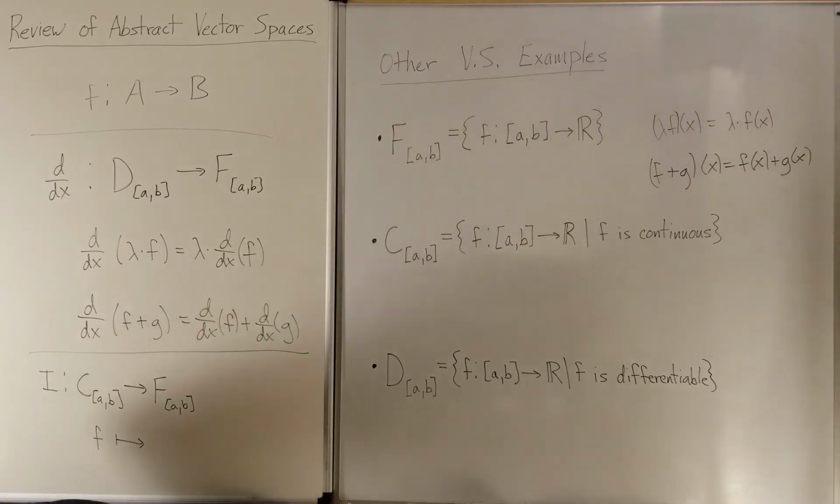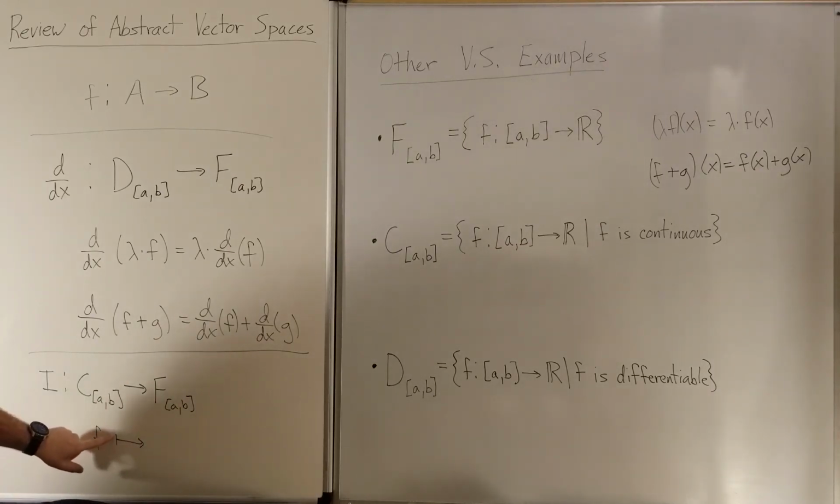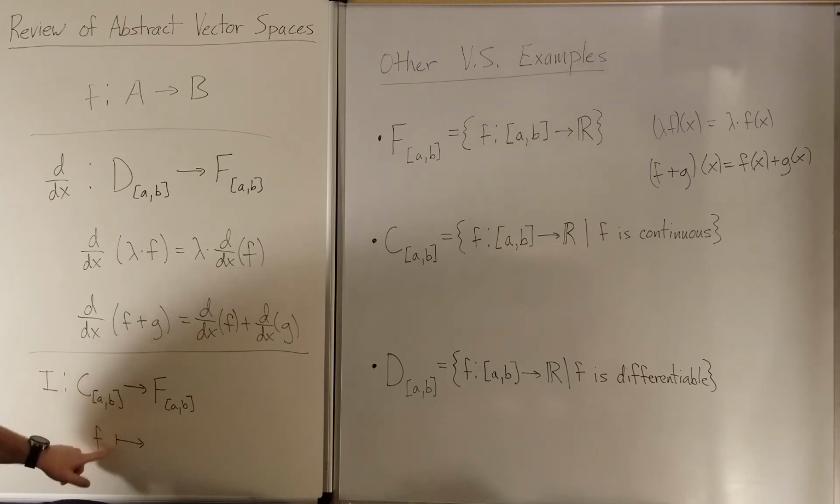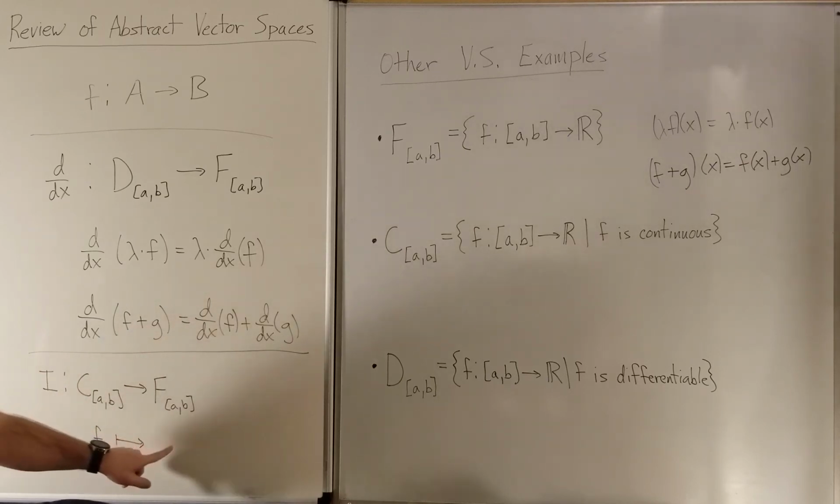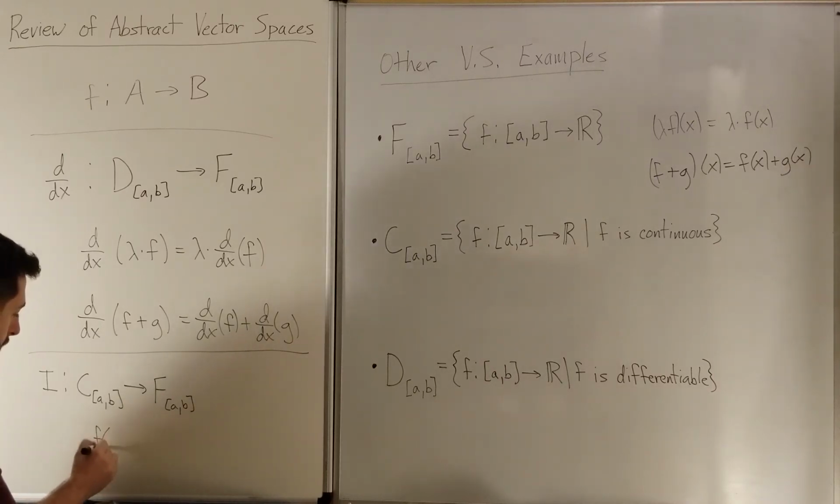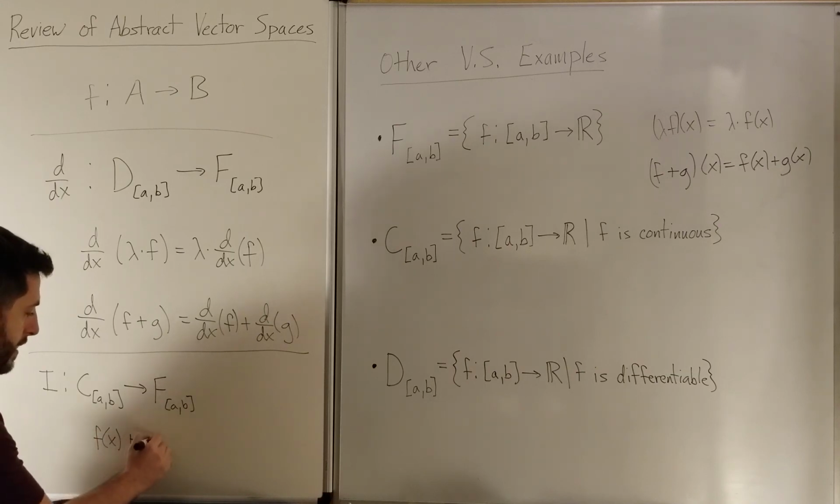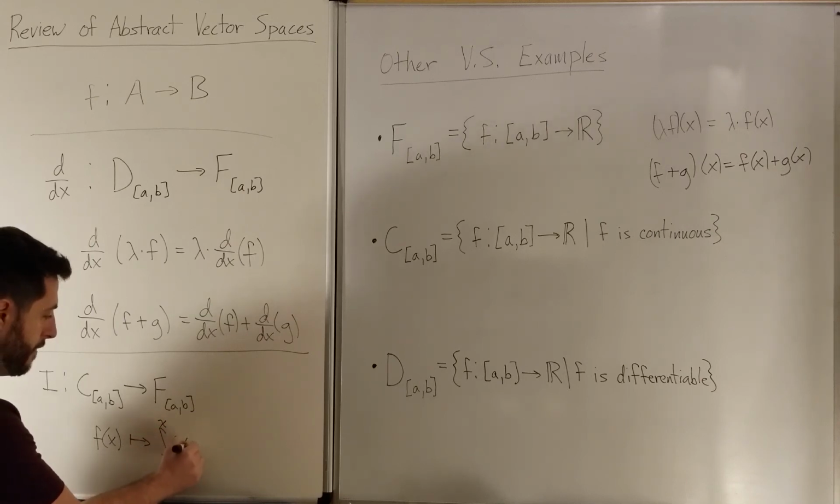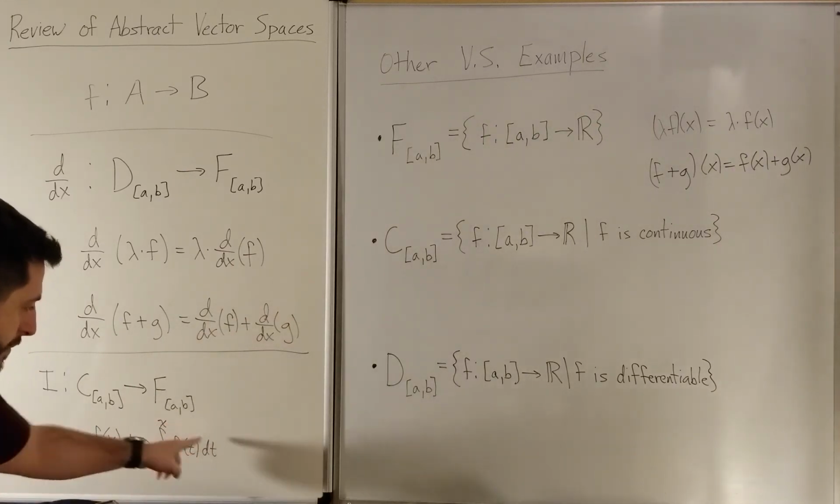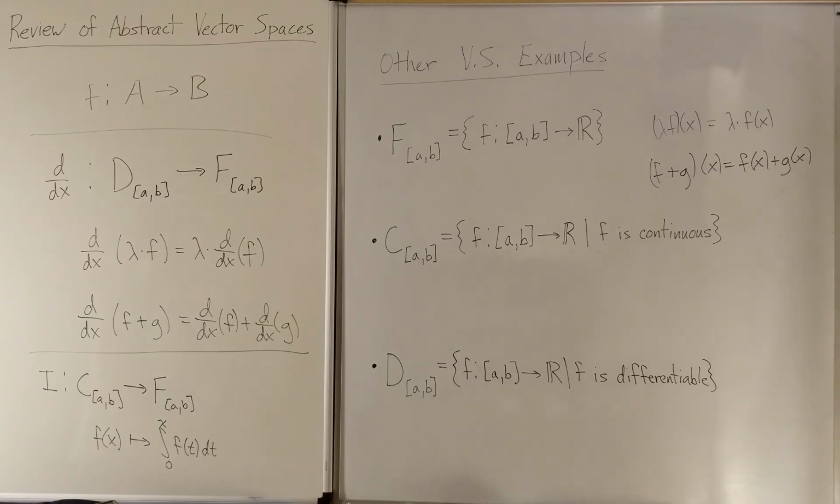and it sends it to, by the way, if you're not familiar, this little mark here that I put at the beginning of the arrow is just saying what happens to one particular element of this set. If there's no mark there, I'm saying elements from this set go into this set. If there is a mark here, I'm saying this particular element goes to this particular element. I'm going to write this as f of x, just for clarity. I'm going to send this to the integral from 0 to x of f of t dt. So t here is a dummy variable. This whole thing ends up being a function of x, so we are still in this space.